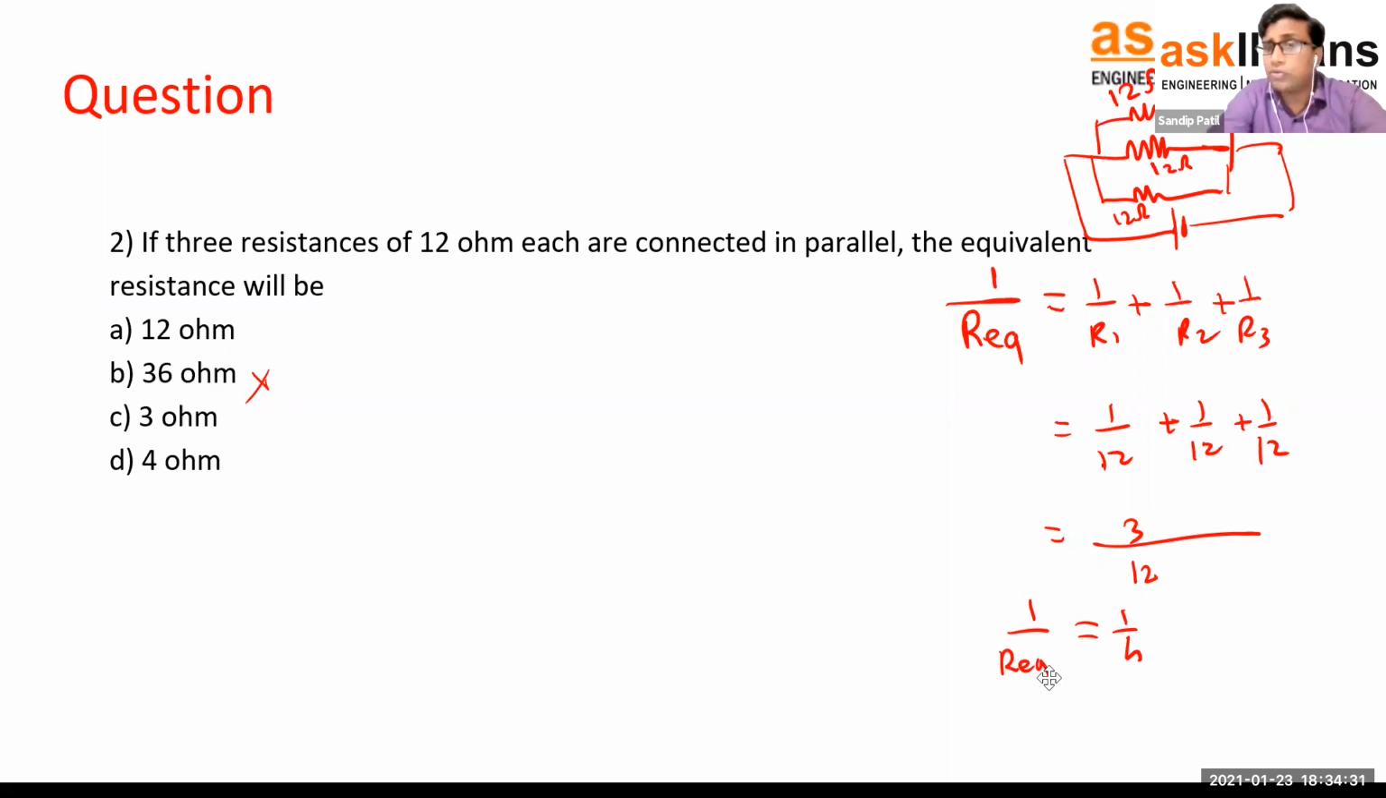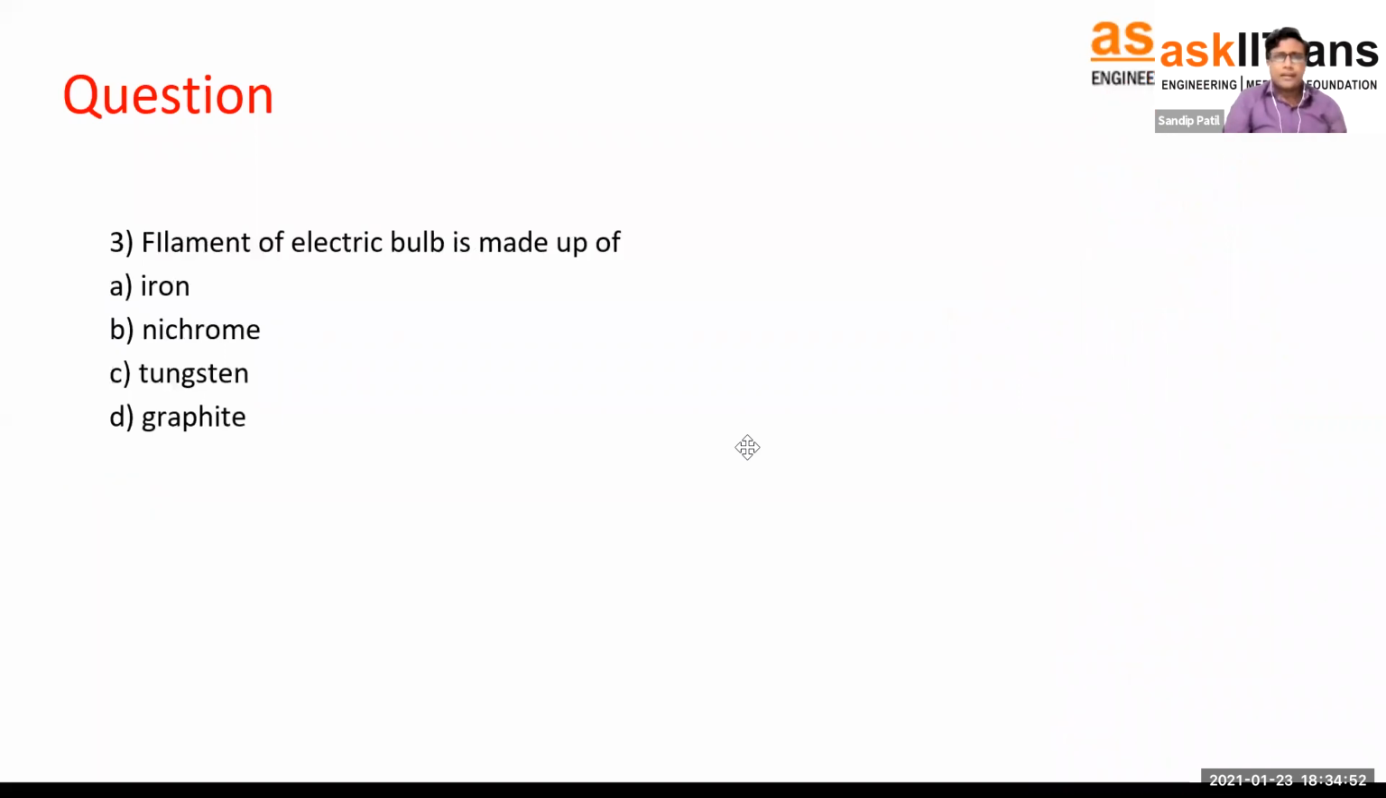No. R equivalent means it is the inverse, so I have to invert that. So R equivalent becomes what? The inverse of 1 by 4 is how much? 4. So the answer is 4 ohm. Right, so this is how we can calculate the resistances in parallel.